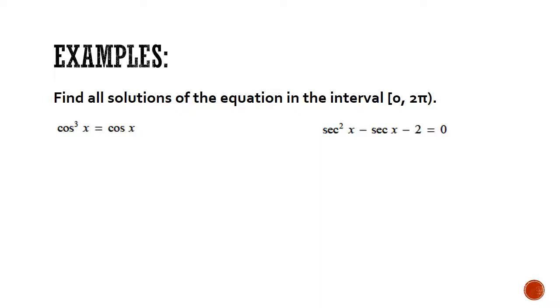This says find all the solutions in 0 to 2 pi, so you don't have to do the plus 2 pi n thing here. Just give the answers that are in one trip around the unit circle. Pause the recording, give these a try, and resume to check your answer.